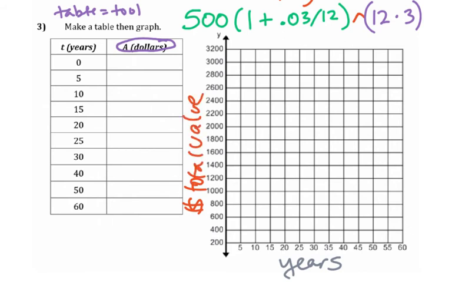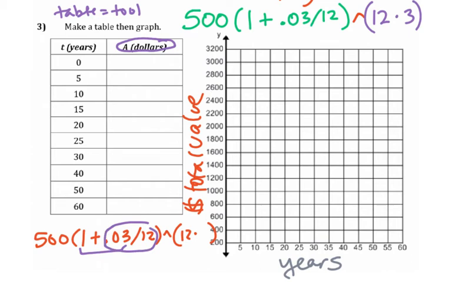And then I'm going to come over here to my table. And so when I plug in 0, you can put this in your calculator, but a couple of things I want you to know before you do that. When you do this, you cannot add 1 plus 0.03, because that's not 0.03, it's 0.03 divided by 12, order of operations. So don't type in 1.03 divided by 12, that's not going to be the same thing. So you're going to do 1 plus 0.03 divided by 12.